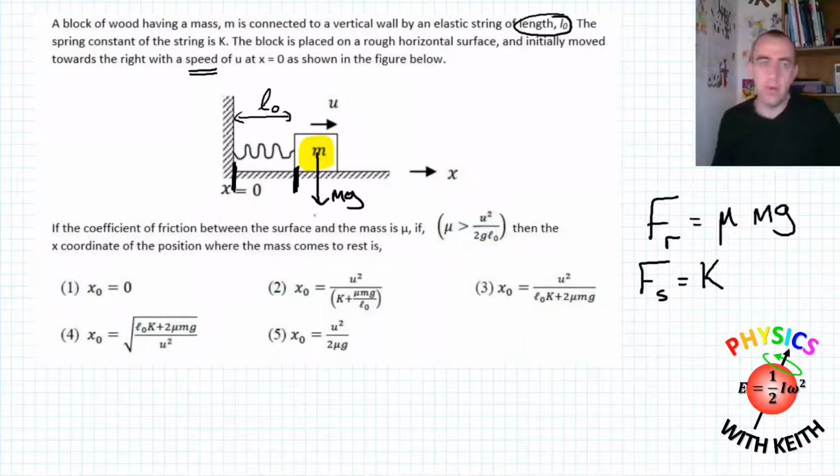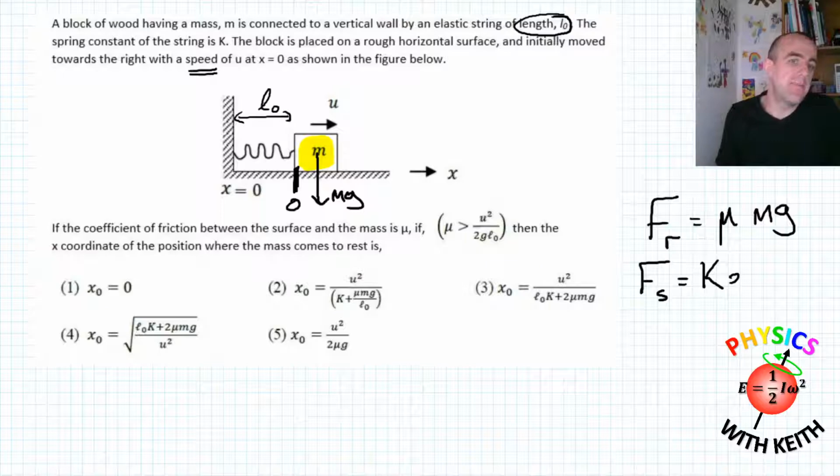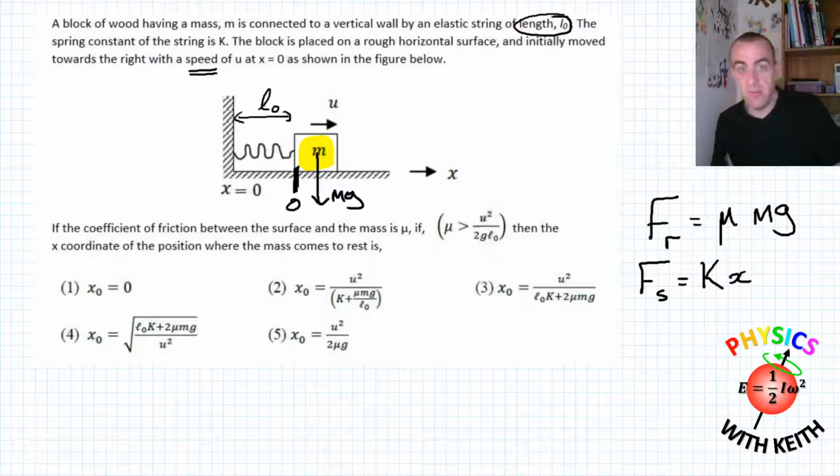And here was my second problem. If x is labelled as 0 here, then the extension is just going to be x. However, if x is labelled as 0 at the very beginning over here, at the very left, then the extension is going to be x minus the original length. And I don't know from this diagram or from this description which it is. It's ambiguously worded. I think that x is 0 is here, and so this just becomes that. But it might not be. It is a badly worded question.